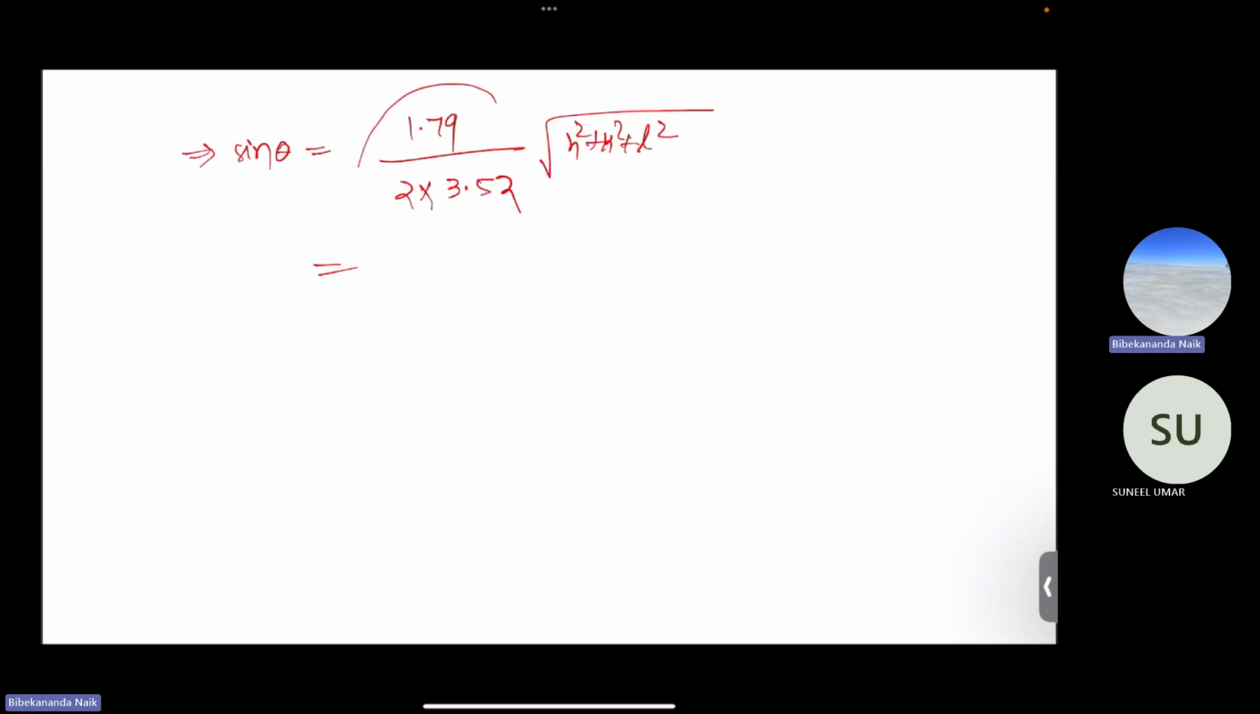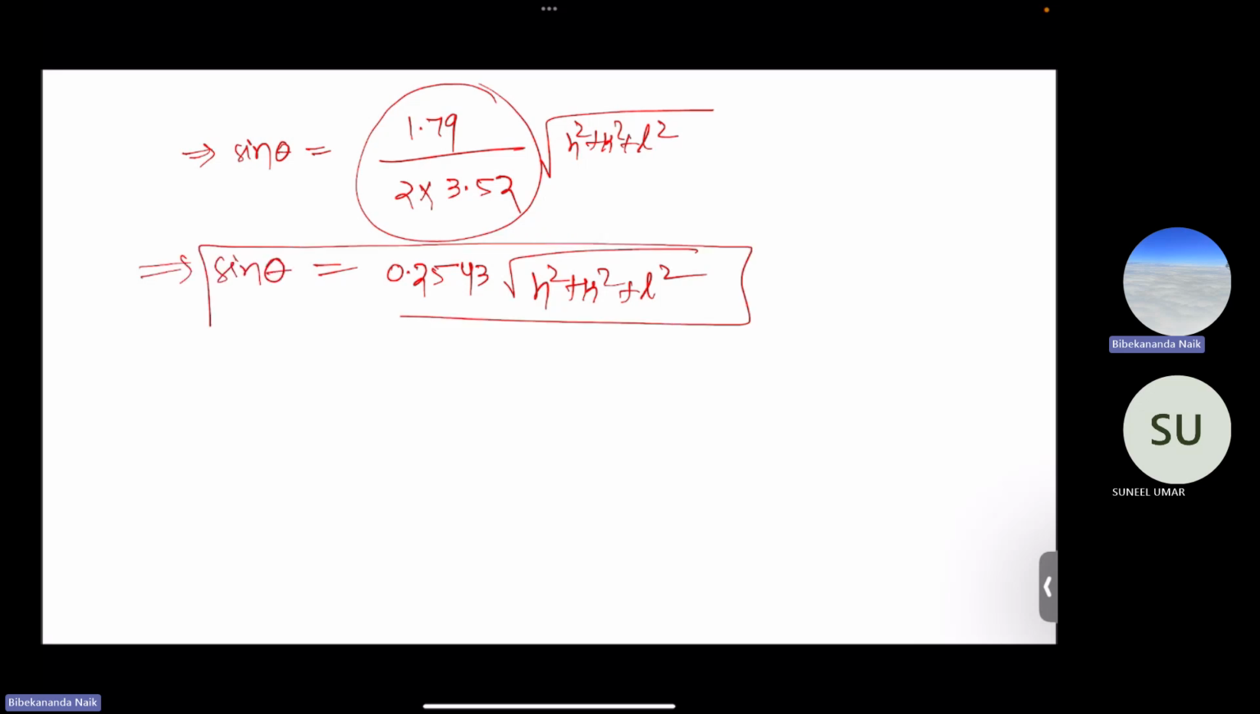If you calculate this term, it will give you 0.2543 into the square root of h square plus k square plus l square. Is it not? On the left hand side the value is sine theta. Can you tell me what will be the maximum value of sine theta? Yes, 1. Sine theta value can never be greater than 1.